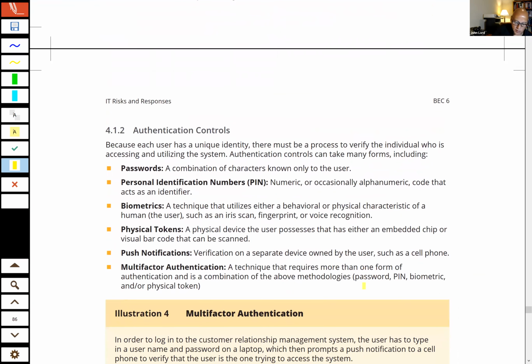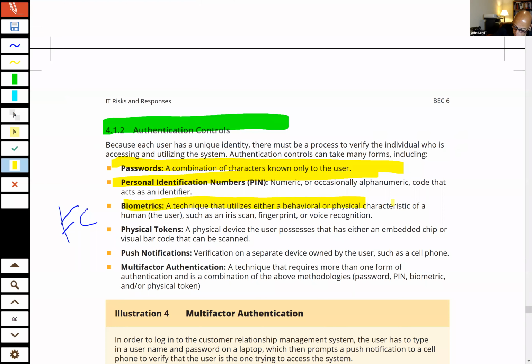Authentication controls, and let's go ahead and flashcard some of that. Okay, so password controls, okay, PIN numbers, biometrics such as fingerprints, voice recognition, physical token, push notifications. Anytime I log into some of my school accounts, I have to do a dual. They have to send me a push notification and I approve that, and then I'm able to access the system.